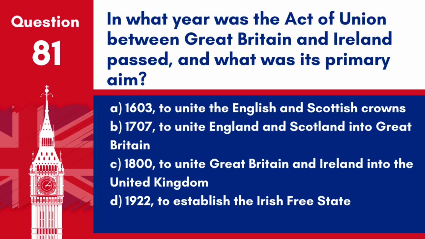mechanics. Question 81. In what year was the Act of Union between Great Britain and Ireland passed, and what was its primary aim? A. 1603, to unite the English and Scottish crowns. B. 1707, to unite England and Scotland into Great Britain. C. 1800, to unite Great Britain and Ireland into the United Kingdom. D. 1922, to establish the Irish Free State?